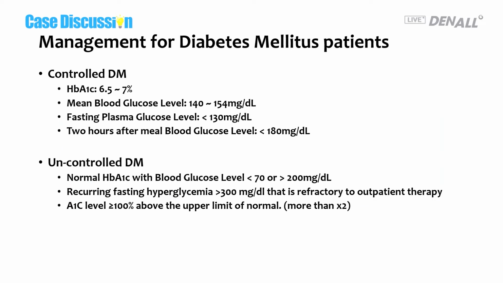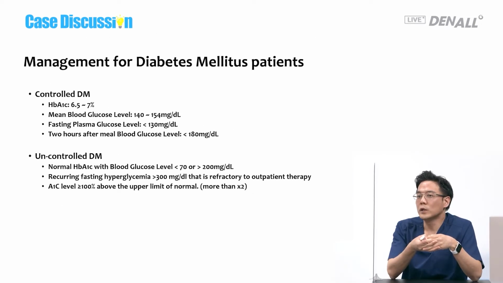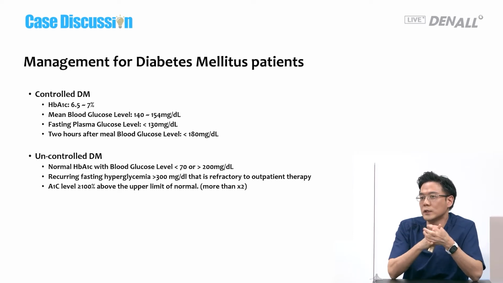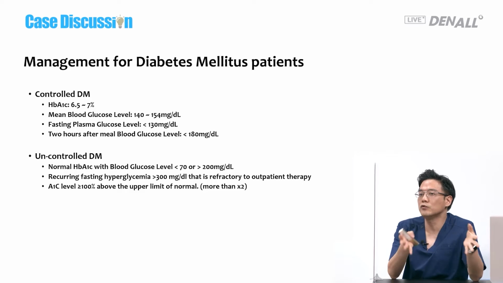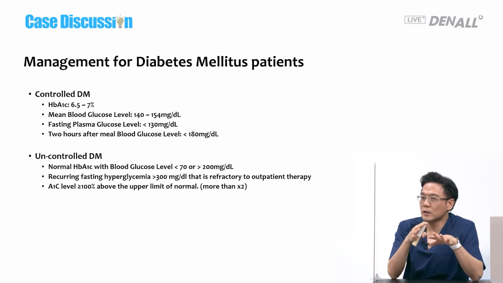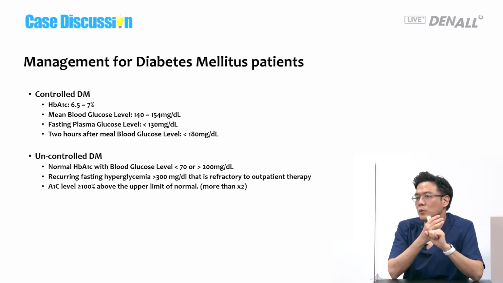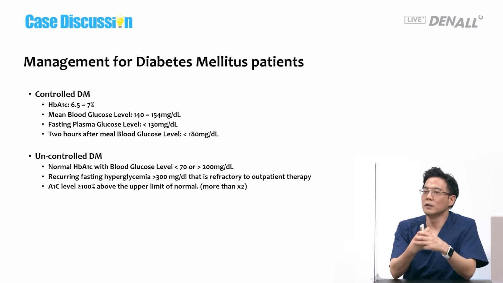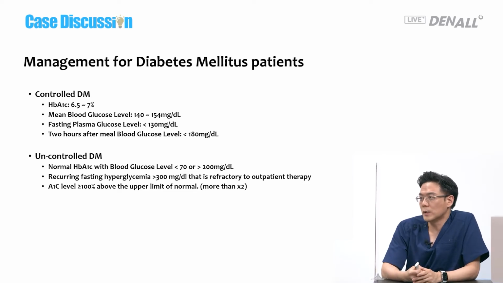But roughly, we need to understand that DM is under control if HbA1c is 6.5 to 7. And if you can read the chart, it will be good. Fasting plasma level less than 130 milligram, 2 hours after meal the figure should be less than 180. Uncontrolled DM means normal level less than 70 or bigger than 200 milligram. If patients say they are not controlled, we should not proceed with surgery.